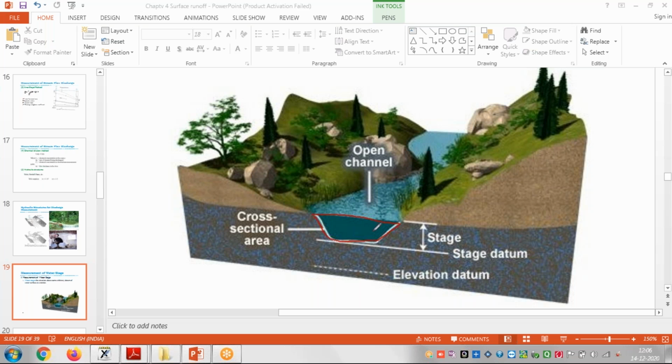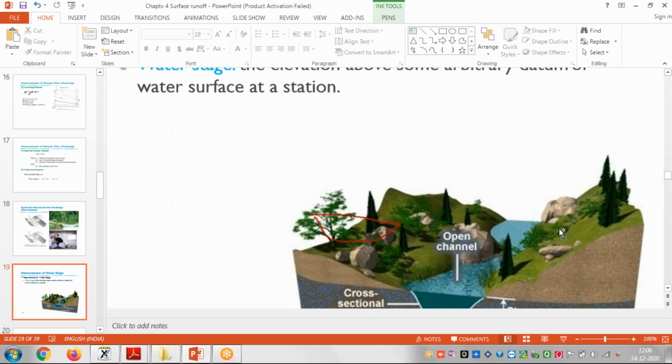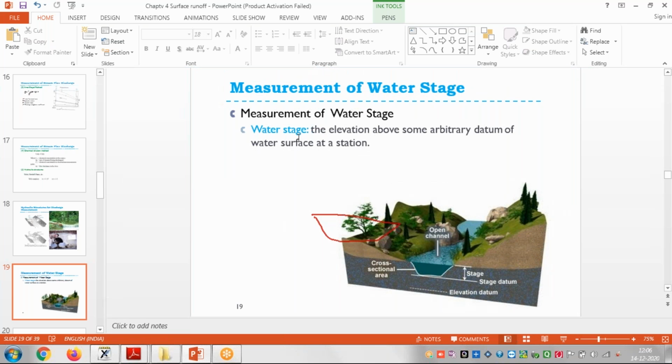So why is this stage discharge used? Why do we use this stage discharge? Why is this method used? So first, the definition is already mentioned here: water stage is the elevation above some arbitrary datum of the water surface at a station.